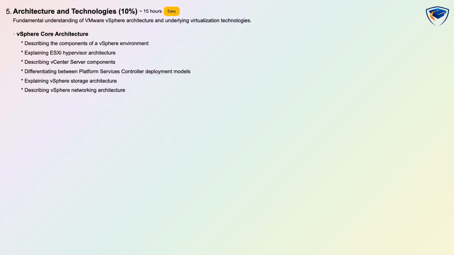Architecture and technologies is 10% of the exam, rated easy, and suggests about 15 hours of conceptual and scenario-based study to understand core concepts. You will be able to describe all components of a vSphere environment, explain ESXi hypervisor architecture, and identify vCenter server components and platform services controller deployment models.